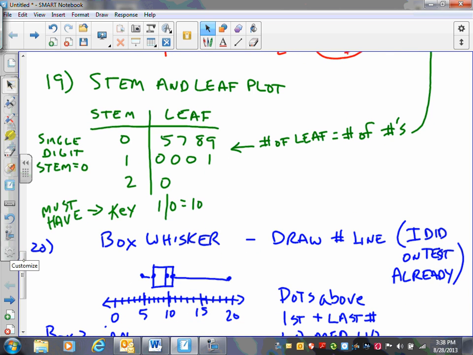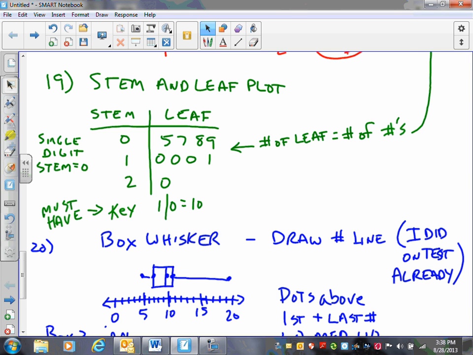The stem and leaf plot. I nicely drew the stem and the leaf apart. You have to fill in the numbers and the key. If you do not have a key, it will be wrong. If you have single digits, and we had 5, 7, 8, 9, your stem is 0. The stem is always anything that's not your least value digit. So that would be the tens value here.